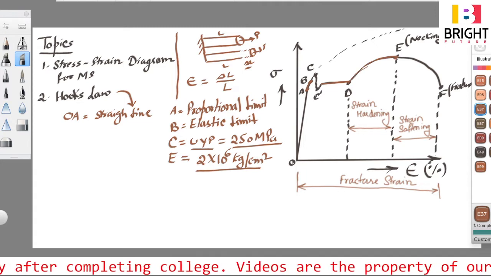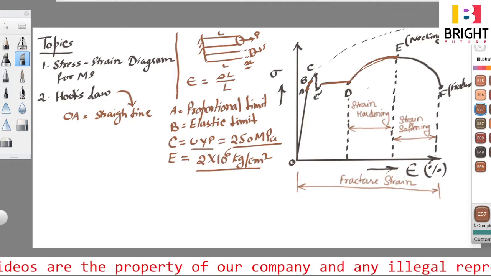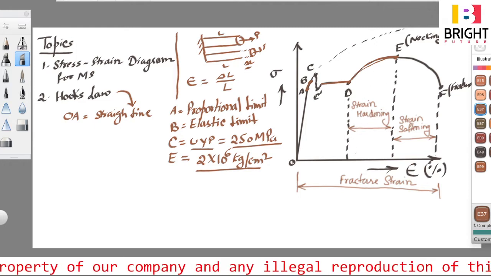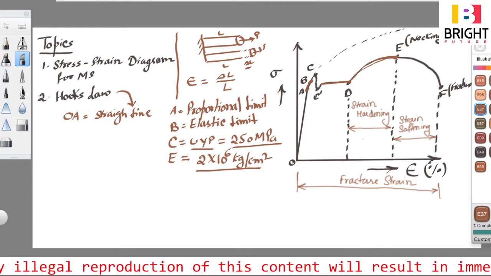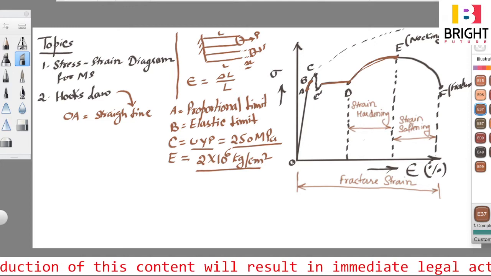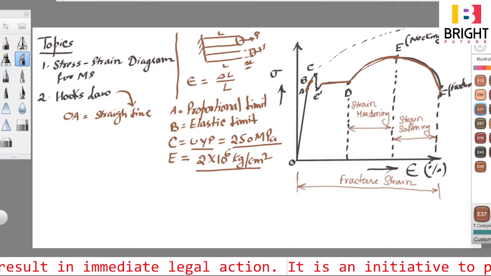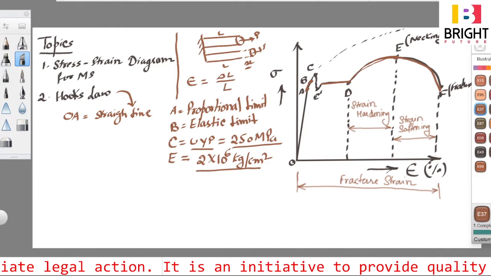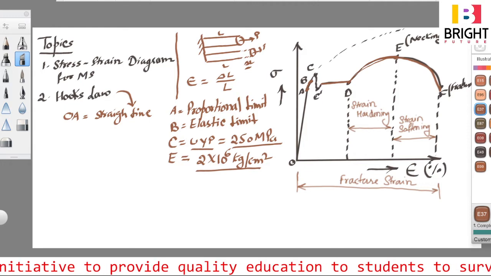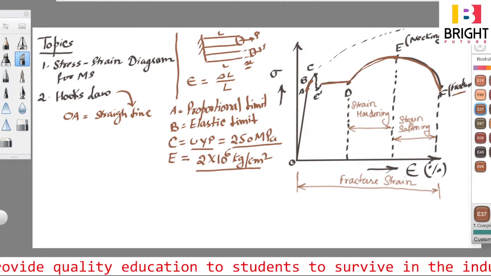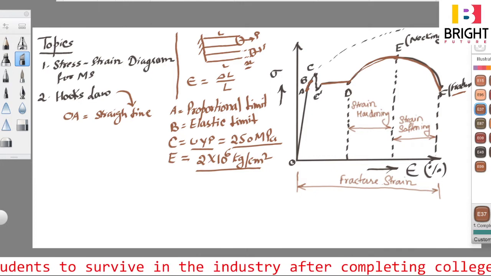We find that after this, again the material provides resistance to deformation. This particular region is known as the strain hardening region. When I teach material science, then I will tell why the resistance of the material is increased in this region. After that, this particular region is known as the strain softening region. Up to this point, the material is providing more resistance to deformation, but after this, the material is not providing much resistance to deformation, and this is the point of fracture. And the strain occurred in the material up to this point is known as the fracture strain.